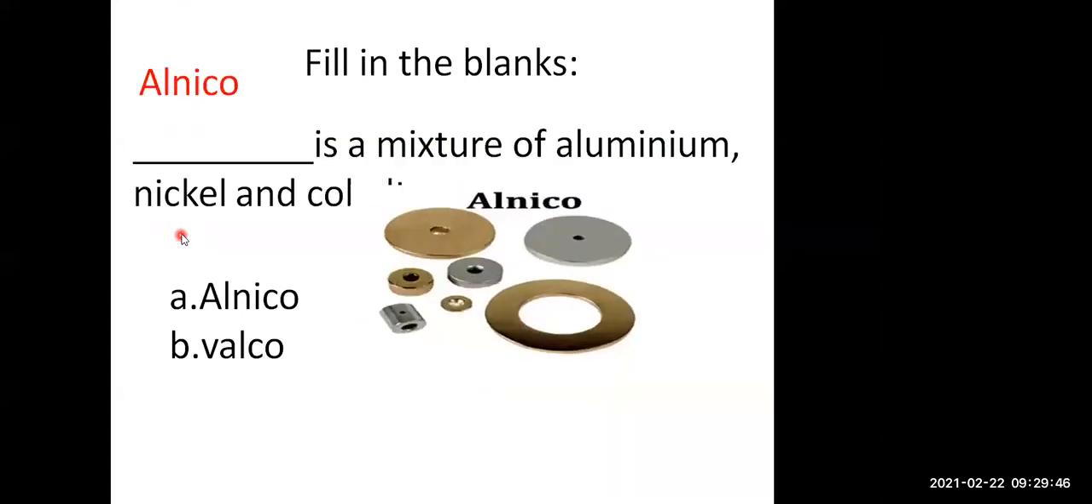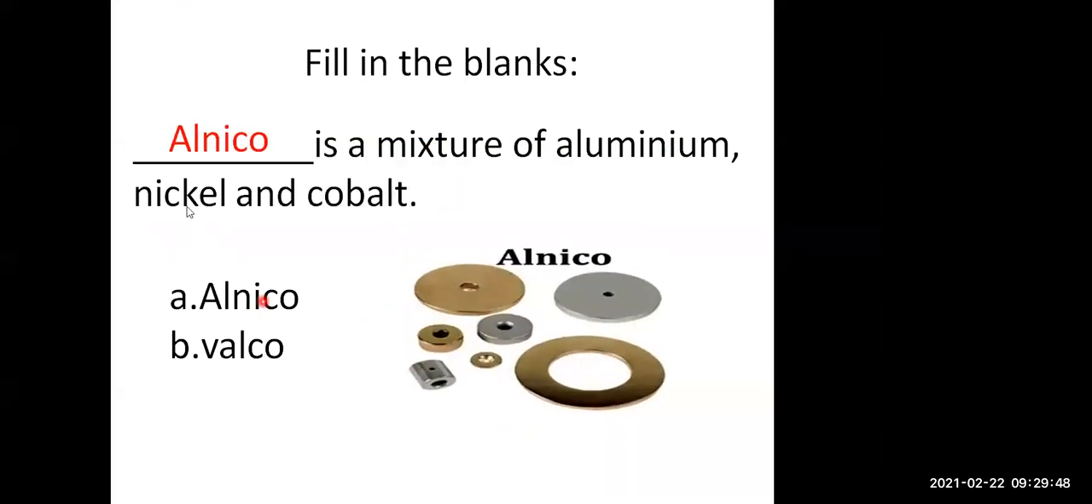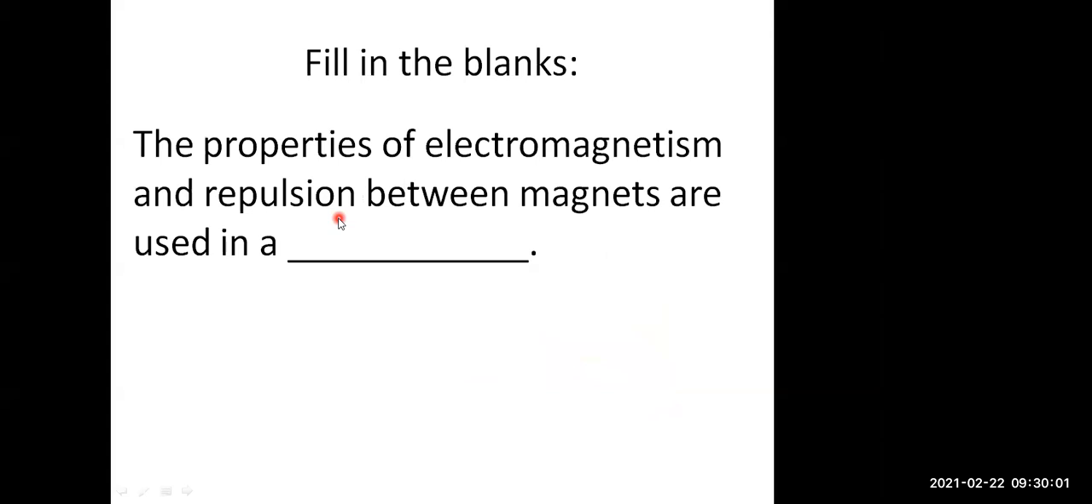Very good. It's an Alnico. Where Al stands for aluminium, Ni stands for nickel, and Co stands for cobalt. So Alnico is a permanent magnet which is a mixture of aluminium, nickel and cobalt. We'll move towards the next question.